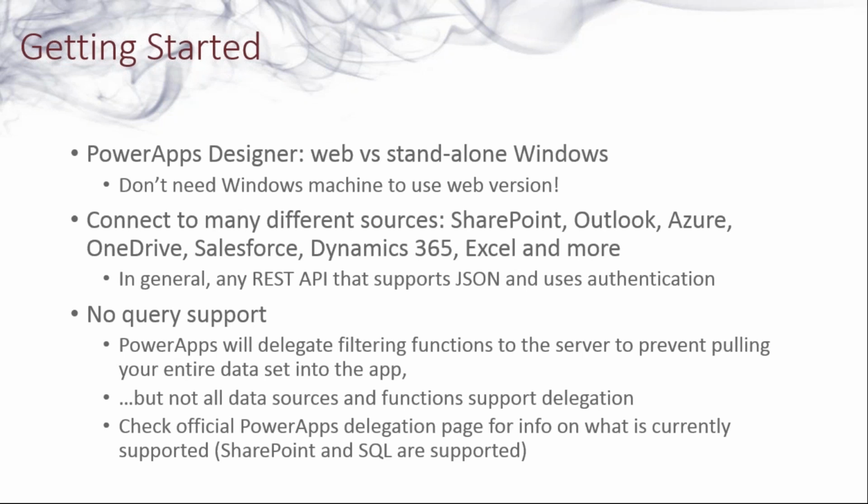And everything that we're going to be looking at today, you can definitely do in the web version, although I'm going to be using the standalone. You can connect, as I said before, to many, many different sources: SharePoint, Outlook, Azure, SQL databases, OneDrive, Salesforce, Dynamics 365. You can even manipulate Excel spreadsheets. In general, for those of you who are a little more technically minded, any REST API that supports JSON and uses authentication, you can connect to in PowerApps.